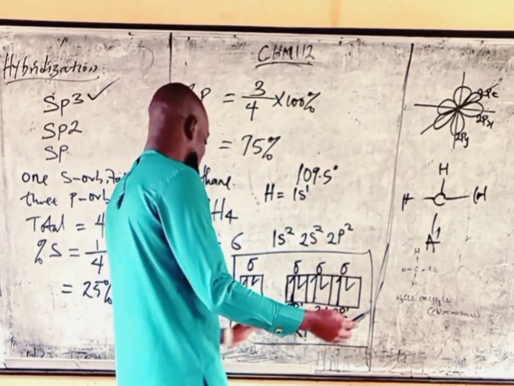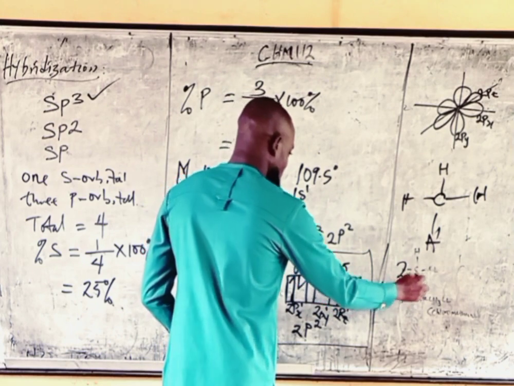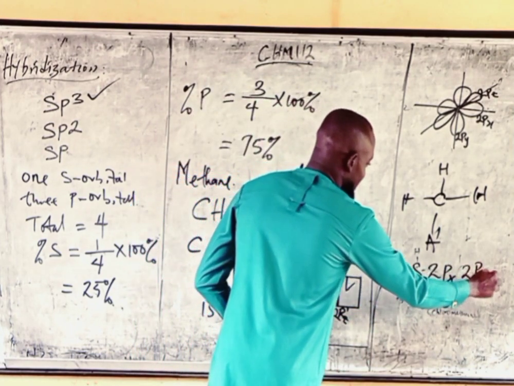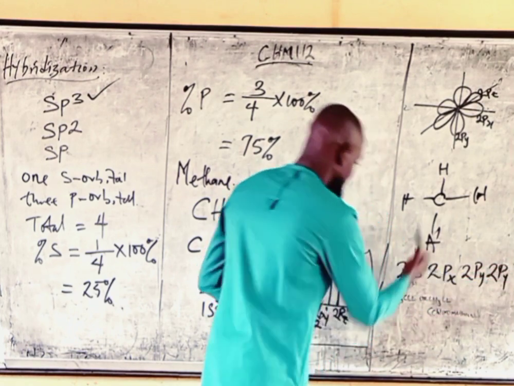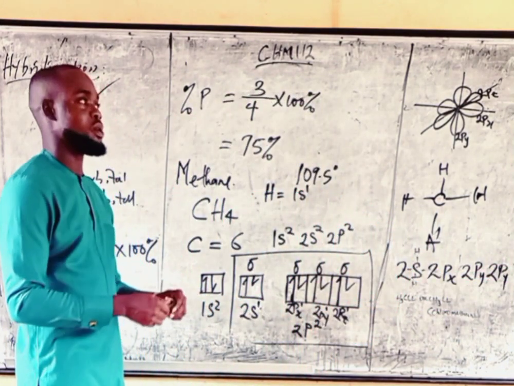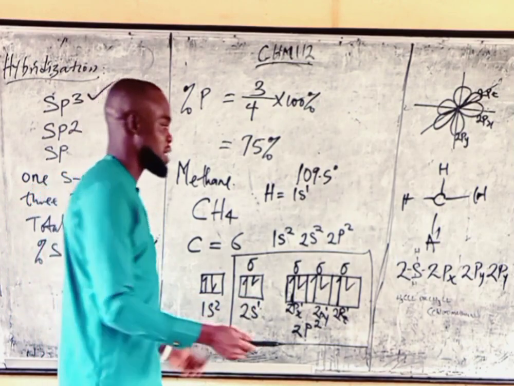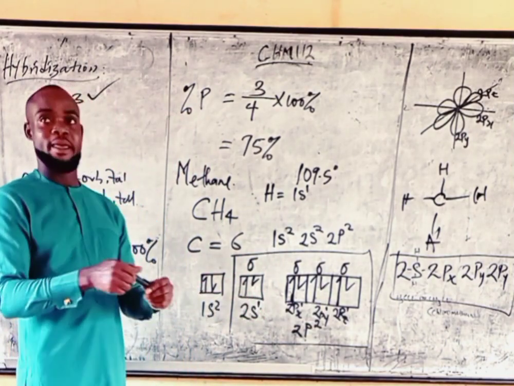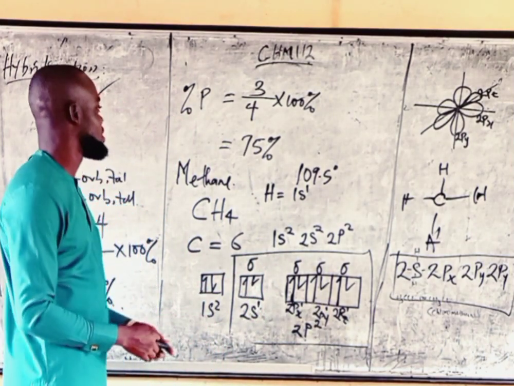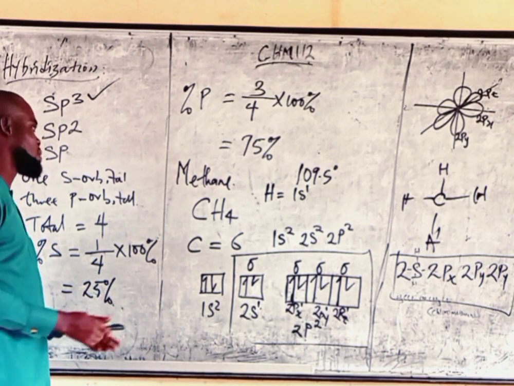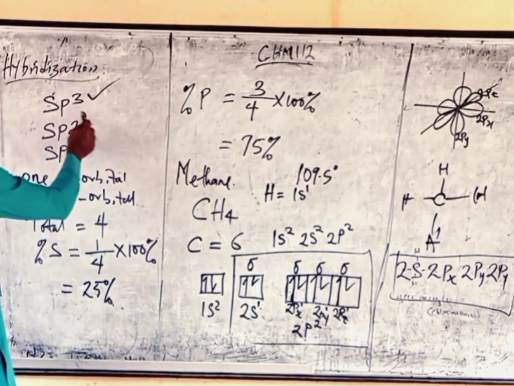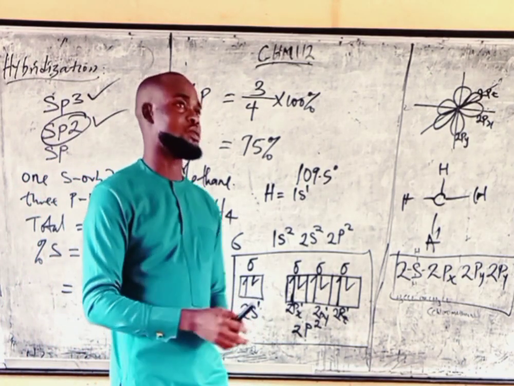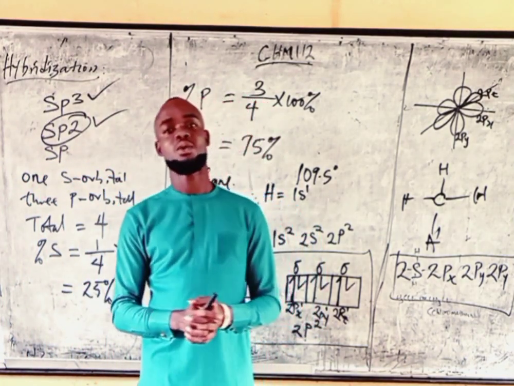So in this hybridization, we used 2s, 2px, 2py, and 2pz to salvage this issue. These are the atomic orbitals that were involved in this sp² hybridization. The next thing we are going to look at briefly is how to round up this sp² hybridization.